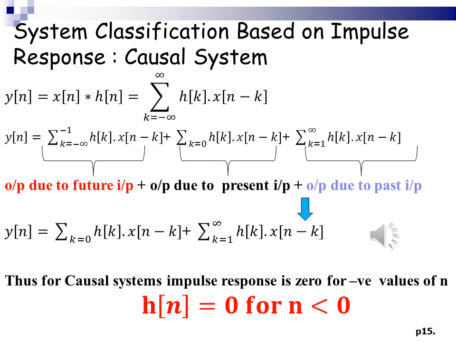Now this represents output for a causal system. On which terms of impulse response does the output not depend? It does not depend on negative values of h. So what is the condition we got? For a causal system, the impulse response must be 0 for negative values of n, that is h of n is 0 for n less than 0. This is the condition on impulse response for a causal system.